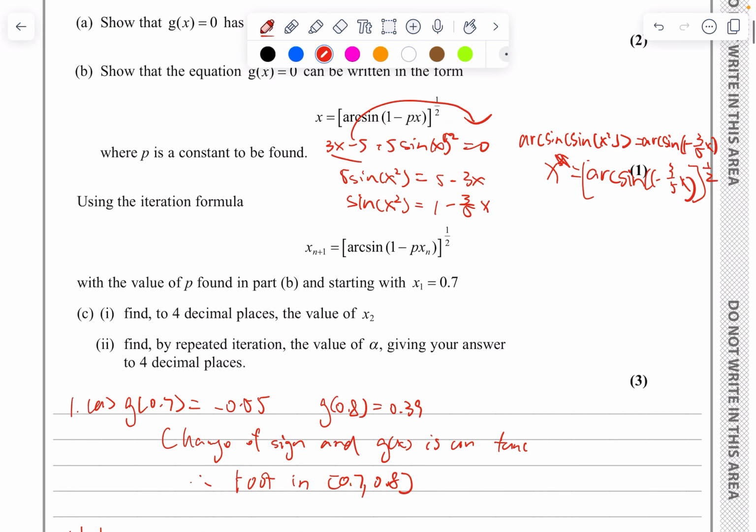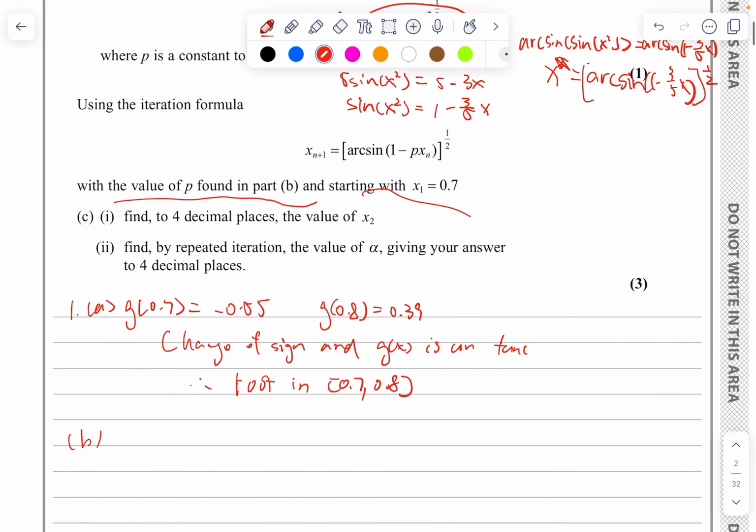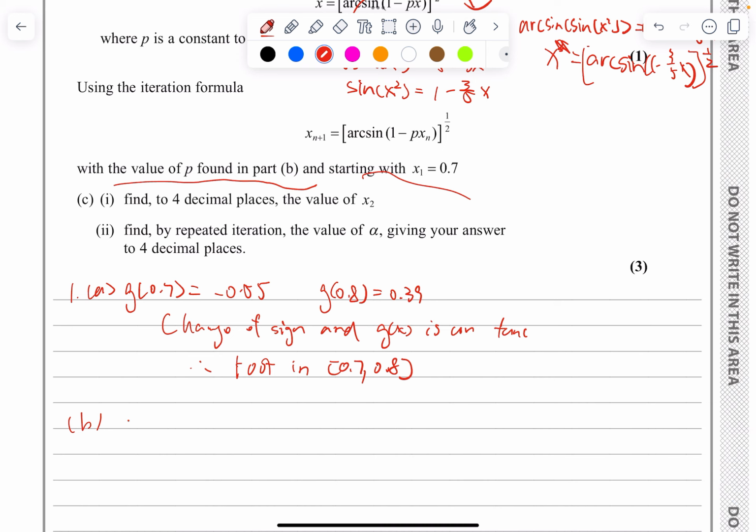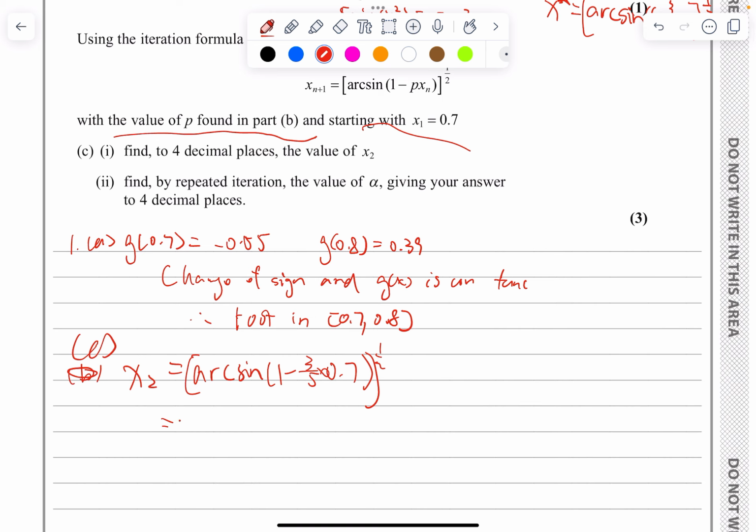There we go. Here's the iteration formula with the value p found in part B and starting with 0.7. Okay, so x2 would equal, this is part C, arcsine of 1 minus 3/5 x1, and we have x1, right? x1 is 0.7, so this, and then take the 1/2 power of it. We will have around 0.7866, okay?